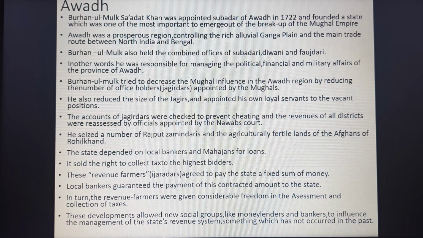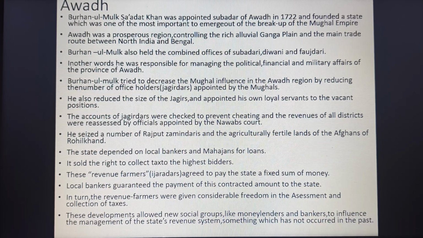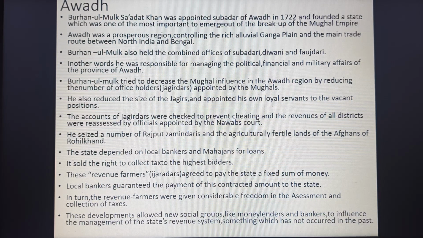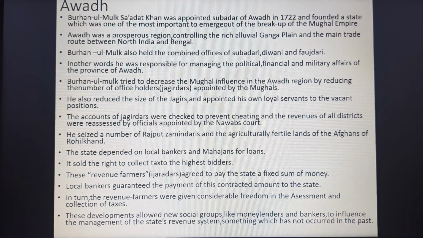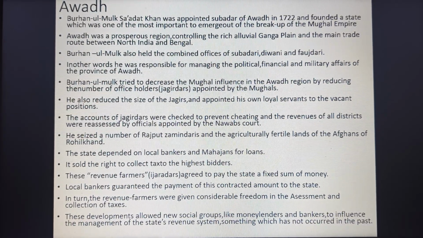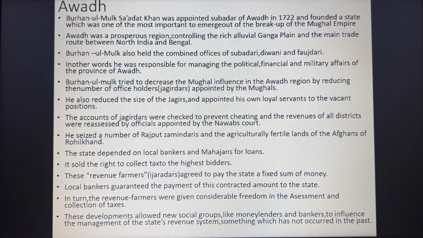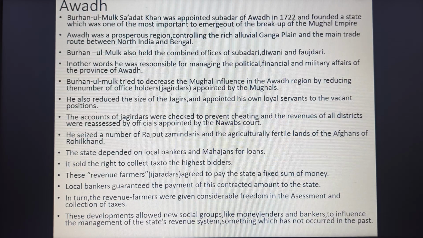The revenue farmers were collecting money from these Mahajans, and they were doing farming. So they were known as the ijaradars, and they agreed to pay the state a fixed sum of money. The state sold the right to collect tax to the highest bidders. So those who were giving the highest tax were getting the land for doing agricultural work. Local bankers guaranteed the payment of the contracted amount to the state. Means whatever amount was contracted was paid to the state or the government there.